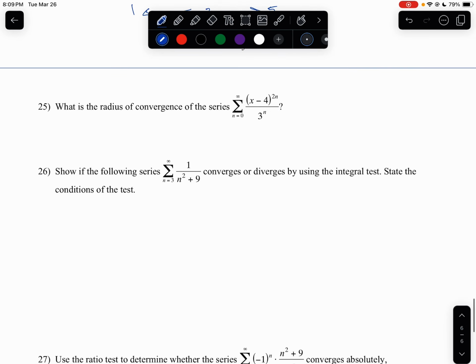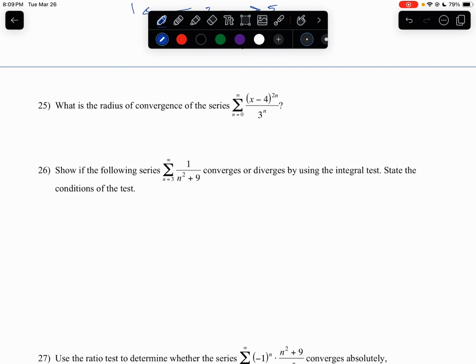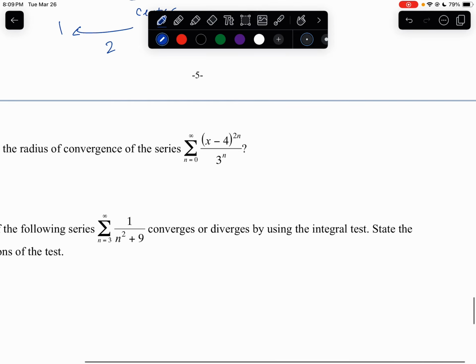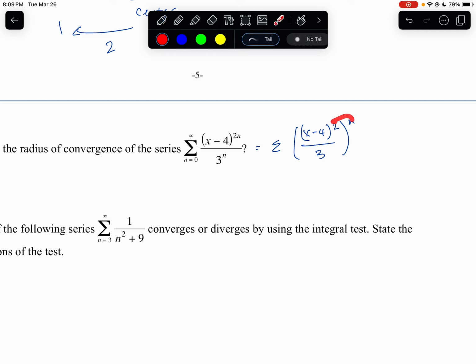Okay, last couple questions. What is the radius of convergence here? Okay, so before you go and run the ratio test, which you definitely could do, I'm just going to turn... This is just a geometric series. Put everything to the n power, right? So I can write this as (x minus 4) squared over 3, raised to the n power. That n could go here, making it 2n, and it can go here, making it 3 to the n. So here's my ratio.